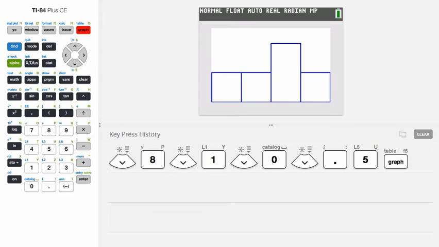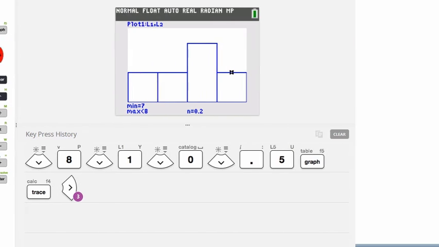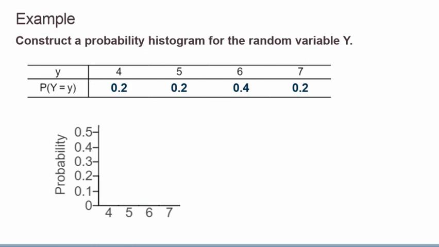Now this graph looks much better. I can push trace and my right arrow, and I can see what each bar represents and its frequency. So I have now constructed a probability histogram for the random variable y.